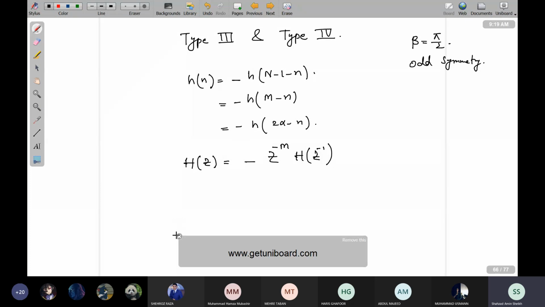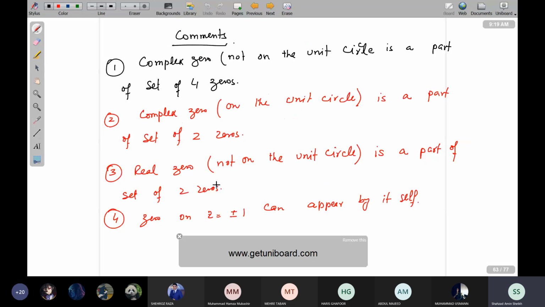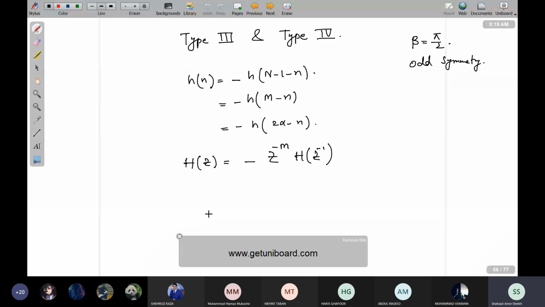So the restrictions that we had will be exactly similar. That is, if you have a complex zero which is not on the unit circle, that would be coming from a group of 4 zeros. If a complex zero is located on the unit circle, that would be coming from a group of 2 zeros. A real zero not on the unit circle will be coming from the group of 2 zeros, as we discussed here. Everything will be the same. The only difference will be the case of z equal to -1 and z equal to +1, which we look at in this case. Here it is a little different.